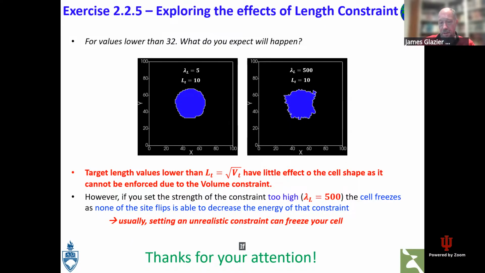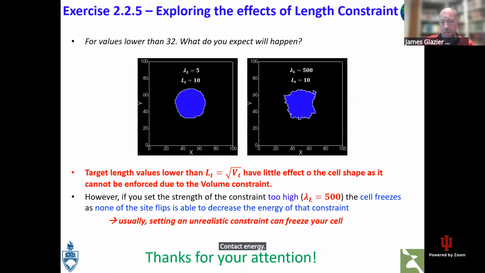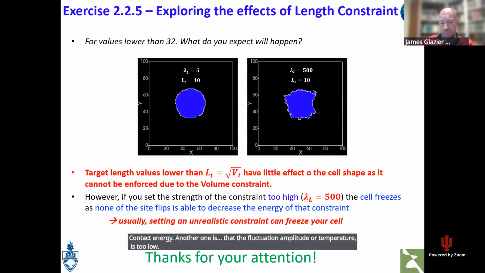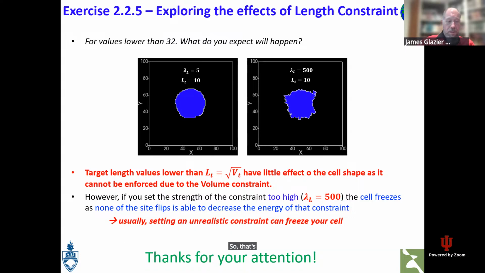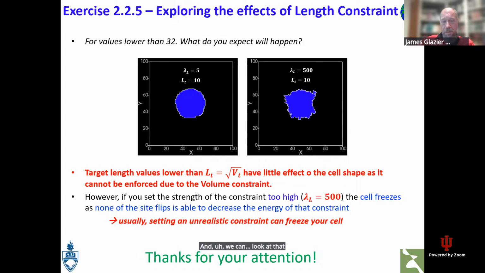If your cell is still looking like a square rather than changing shape, there are a couple of possibilities. One is that the target surface is too small compared to the target volume. Another one is that you're using a nearest neighbor contact energy. Another one is that the fluctuation amplitude or temperature is too low. So that's one where maybe it would be good for you to go into a breakout room with someone and we can look at that together and see what's going on.